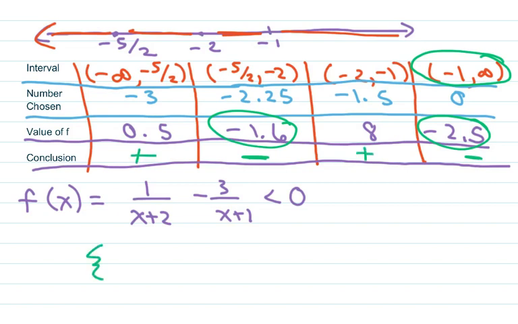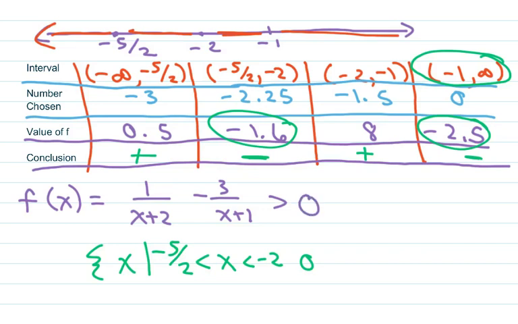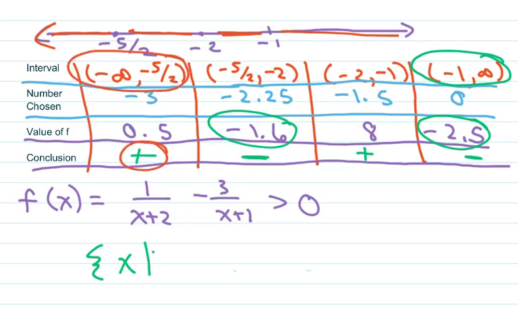So therefore my solution set is, and it's a strict inequality, so we want x in between negative 5/2 and negative 2, or, was this negative or positive? We want this to be positive, sorry. I wrote down the wrong thing. So we want it to be positive. Sorry about that. So the positive ones actually are here. So we want this interval and this interval. We don't want these two.